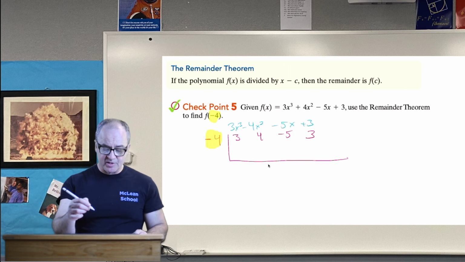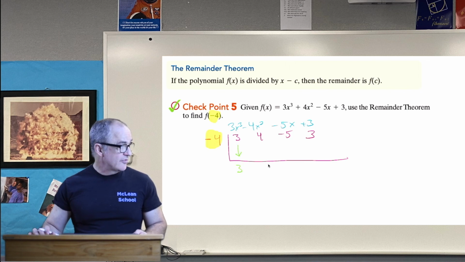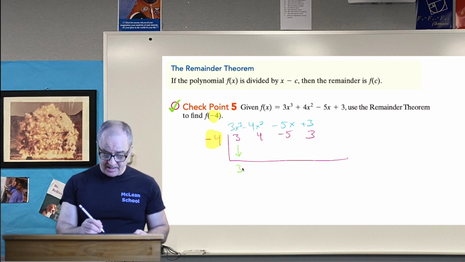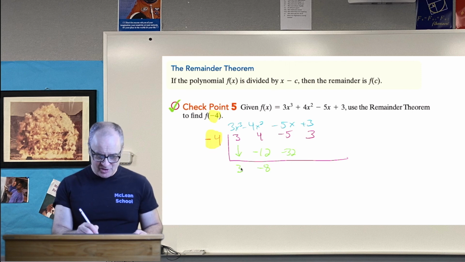All right, let's get going here. Bring down the first coefficient. Cool, the 3 is there. Now, -4 times 3 is -12. Add these and get -8. Multiply those and get +32. Add those and get +27. -4 times 27 should give me -108. So -105 is what I'm getting. So f of -4 equals -105.